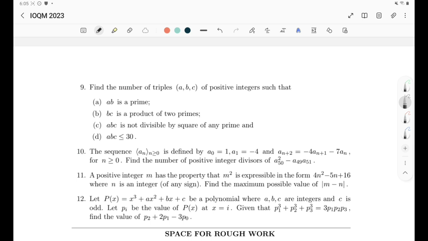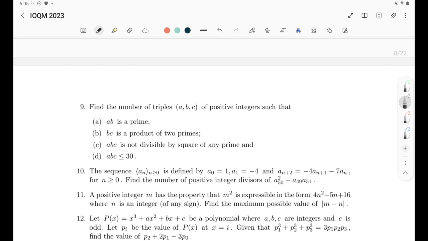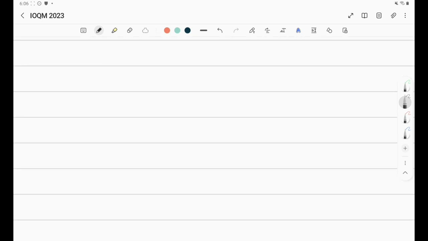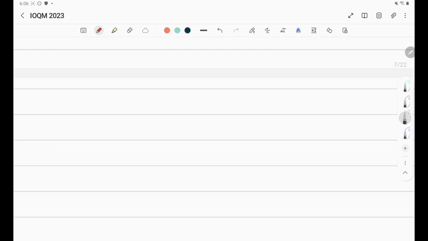Let's start with AB is prime. If AB is prime, that means the product of the numbers is prime. This is impossible unless one of them is 1 and the other is prime itself. We usually represent primes with P, Q, and R, so I'm just going to do that. So here we have 2 cases: either A is a prime or B is a prime. So let's do the cases here. Case 1, A is a prime and B is 1.